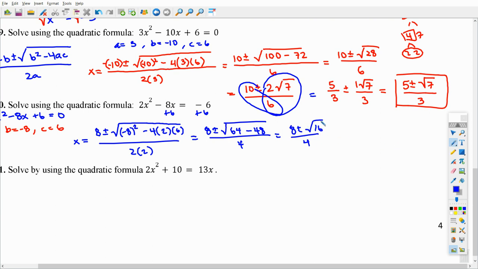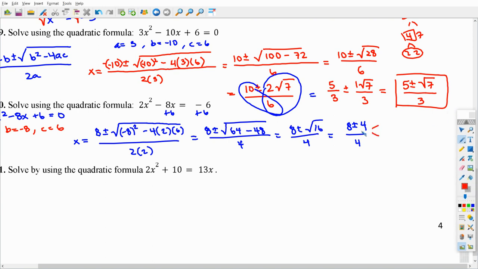And can I simplify anything? The square root of 16, you might know that one. It's going to be 4. So we have our plus or minus 4 all over 4. And so the way I do this, I would just add them and subtract. So I'm going to do 8 plus 4 over 4, and then 8 minus 4 over 4, and those are going to be my two answers. So I'll get 12 over 4, which is 3, and I'll get 4 over 4, which is just 1. So our final solutions, sorry that I changed colors. Our final solutions are going to be x is equal to 1 and 3.